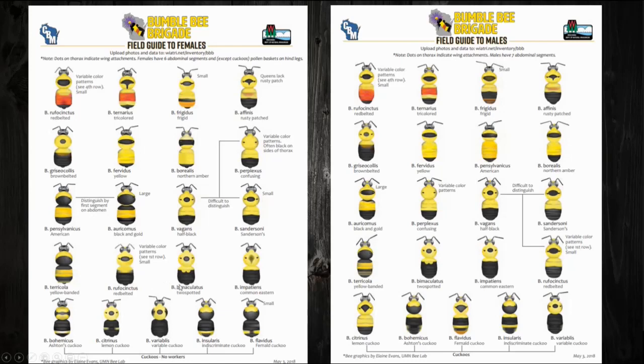If you want to get really in-depth, some additional features you can look at are face shape or cheek length, eye size, and hair length. If you want more information on these characteristics, you can visit the Wisconsin Bumblebee Brigade website and look at the profiles for each species.